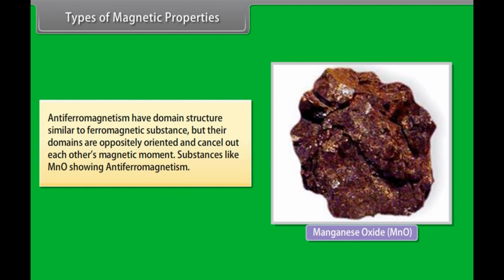Antiferromagnetic substances have domain structure similar to ferromagnetic substances, but their domains are oppositely oriented and cancel out each other's magnetic moment. Substances like MnO show antiferromagnetism.